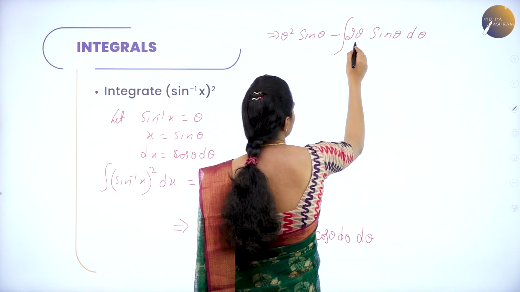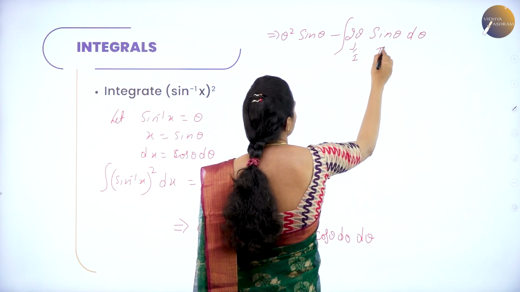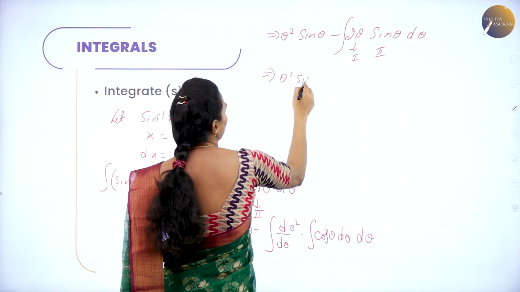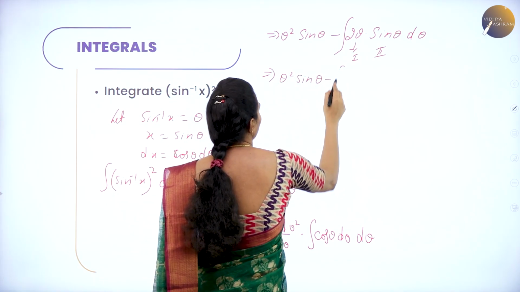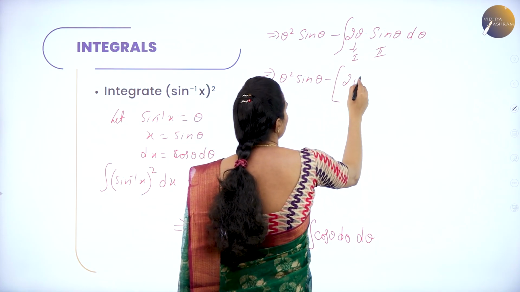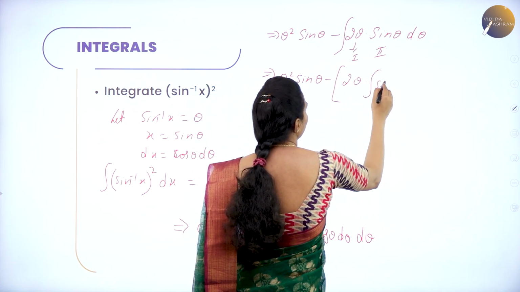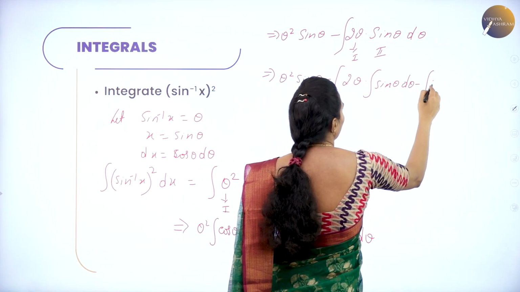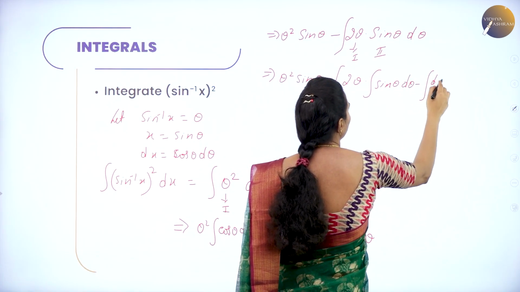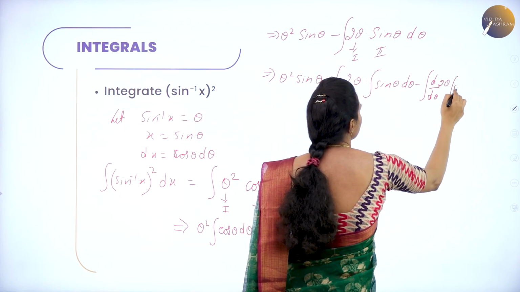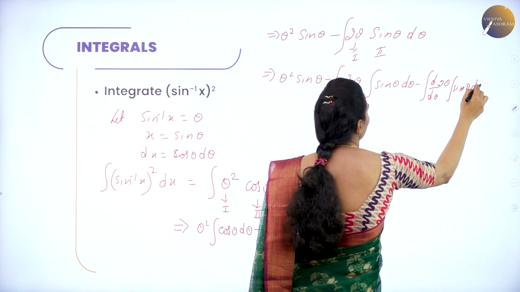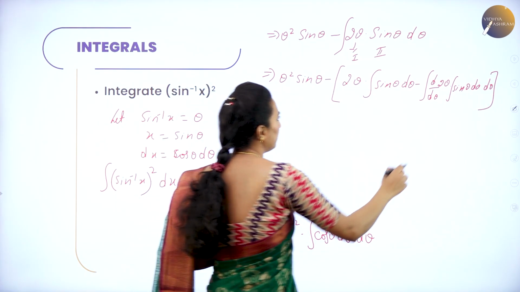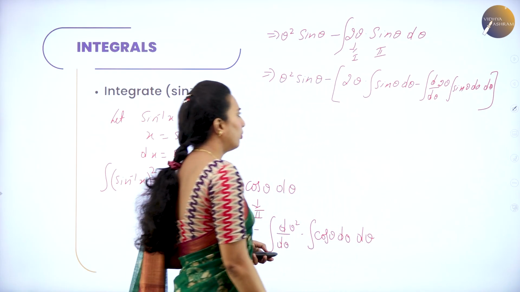Now again choosing this one as a first function and this one as a second function. Now what happens? Theta squared into sin theta minus, open the bracket, first function into integral of second function d theta, minus integral of d by d theta of 2 theta into integral of sin theta d theta into d theta. Close the bracket because you are going to have a minus sign multiplication inside. Right. Now what happens to this again?